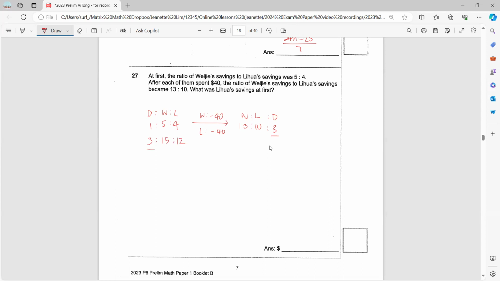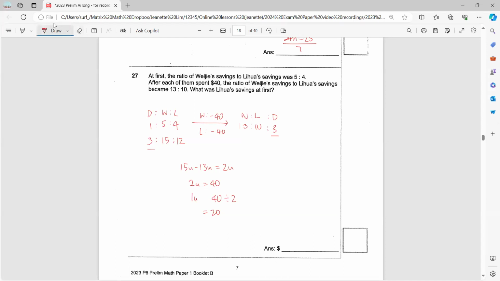Okay, so we have this. Now figure out what is 40. 40 is the decrease. So let's say we look at Weijie, which is 15 to 13 units. There is a decrease of 2 units. So 2 units is 40. 1 unit is 40 divided by 2, which is 20.